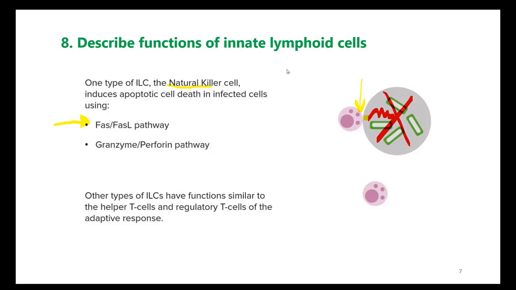Okay. Another way that these cells can kill is by enzymes. So they can use granzyme or perforin enzymes to literally punch holes in this target cell and make it leak out its contents, punching holes. Okay, so that's another form that natural killer cells can kill. Okay.